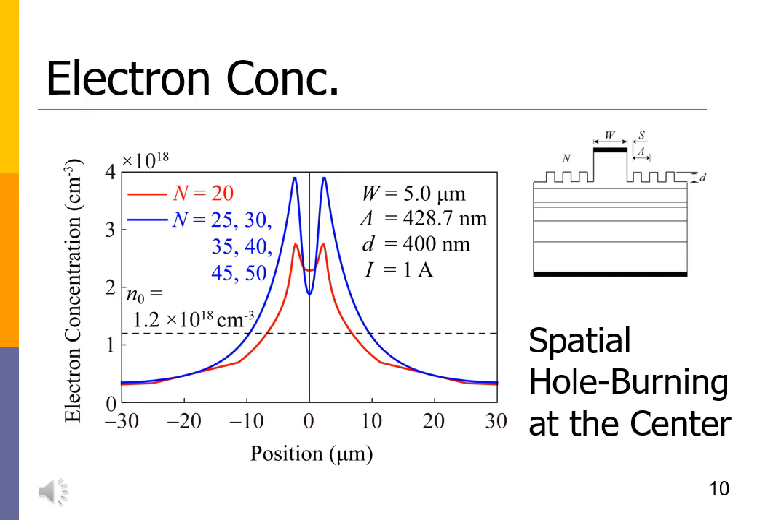The electron concentration at the center of the mesa is lower than those on both sides, because of the spatial hole burning. At the center of the mesa, the electron concentration when n is greater than 25 is lower than that when n is 20, because the electron consumption due to stimulated emission with single transverse mode operation is larger than that with two-mode operation.